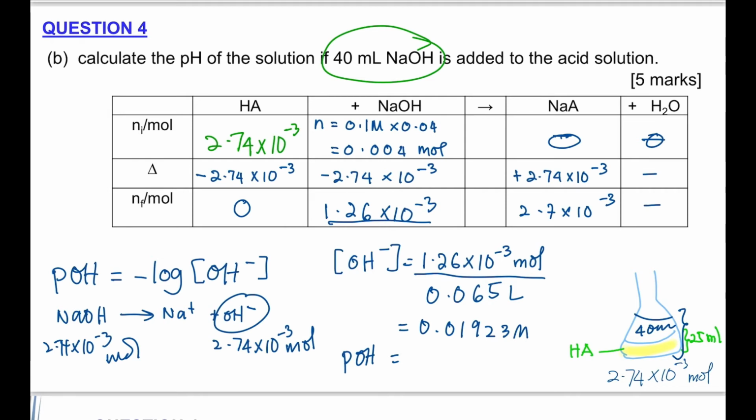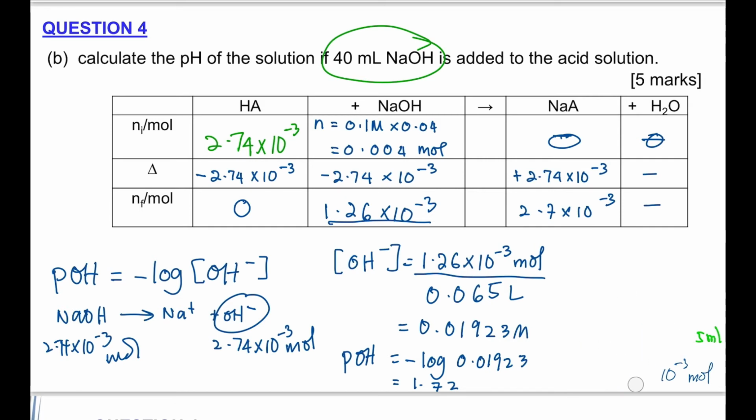pOH is negative log concentration. Negative log 0.01923 molar. The pOH will be 1.72. Okay, 1.72. Tapi soalan bukan tanya pOH, soalan tanya pH. So pH is 14 minus 1.72. That means the pH will be 12.28.